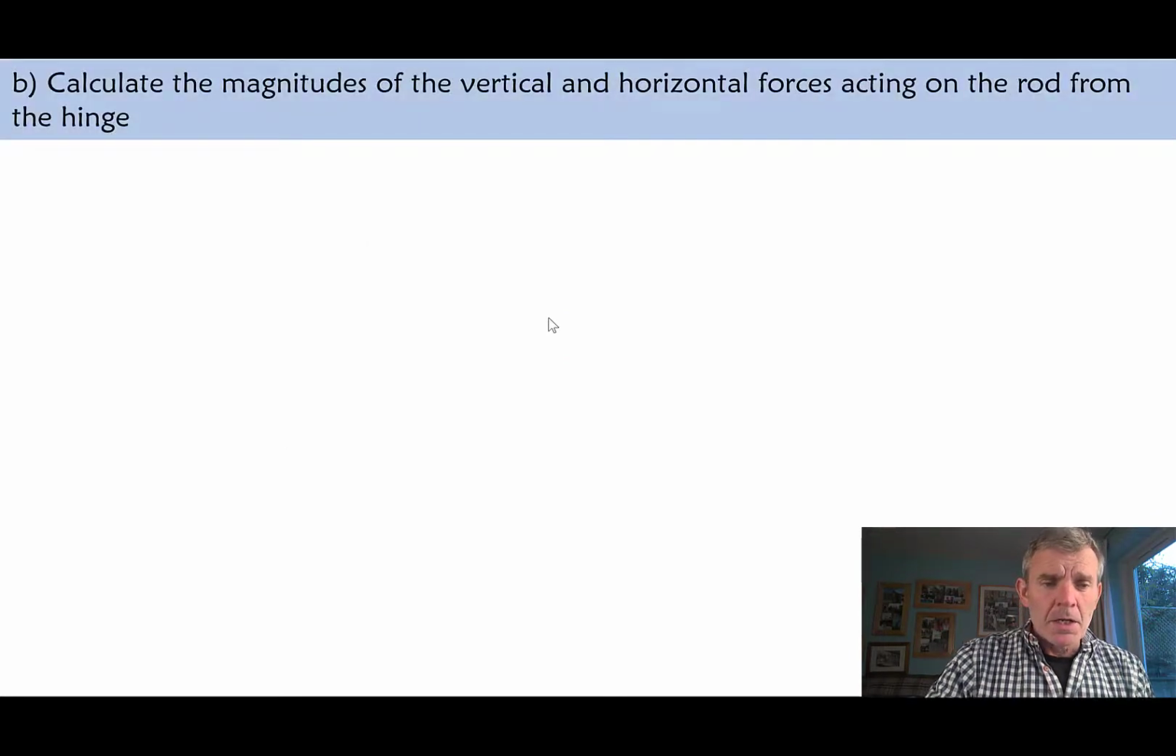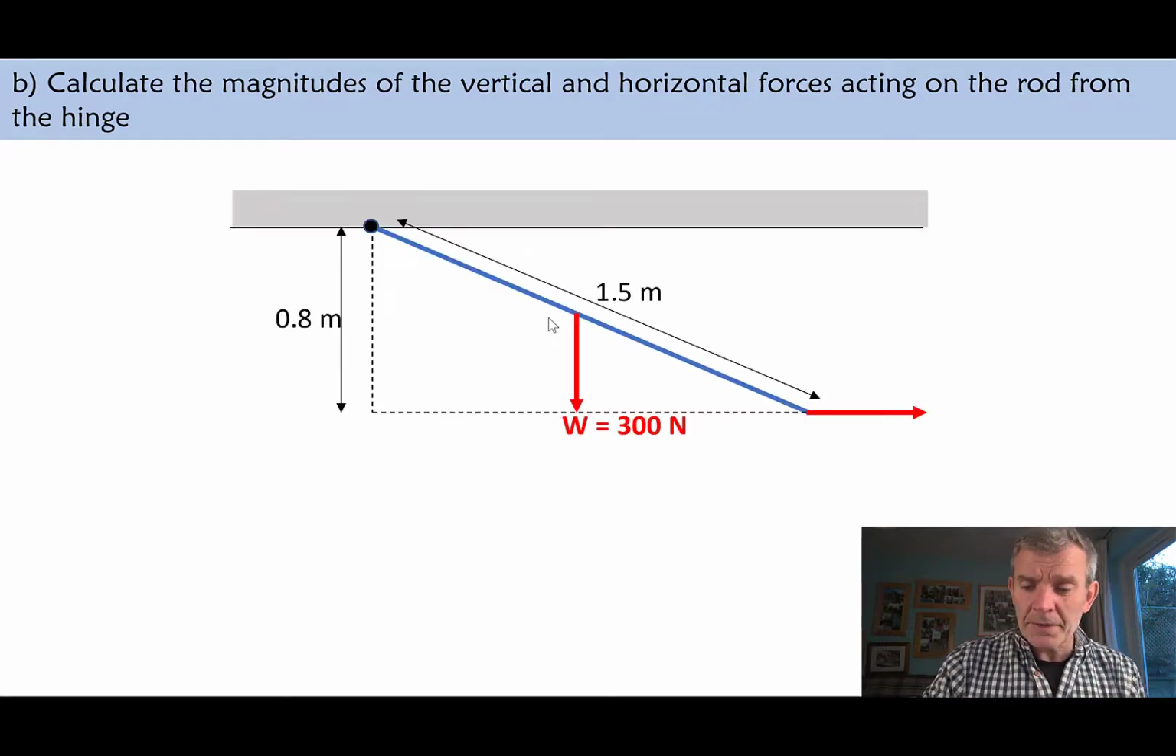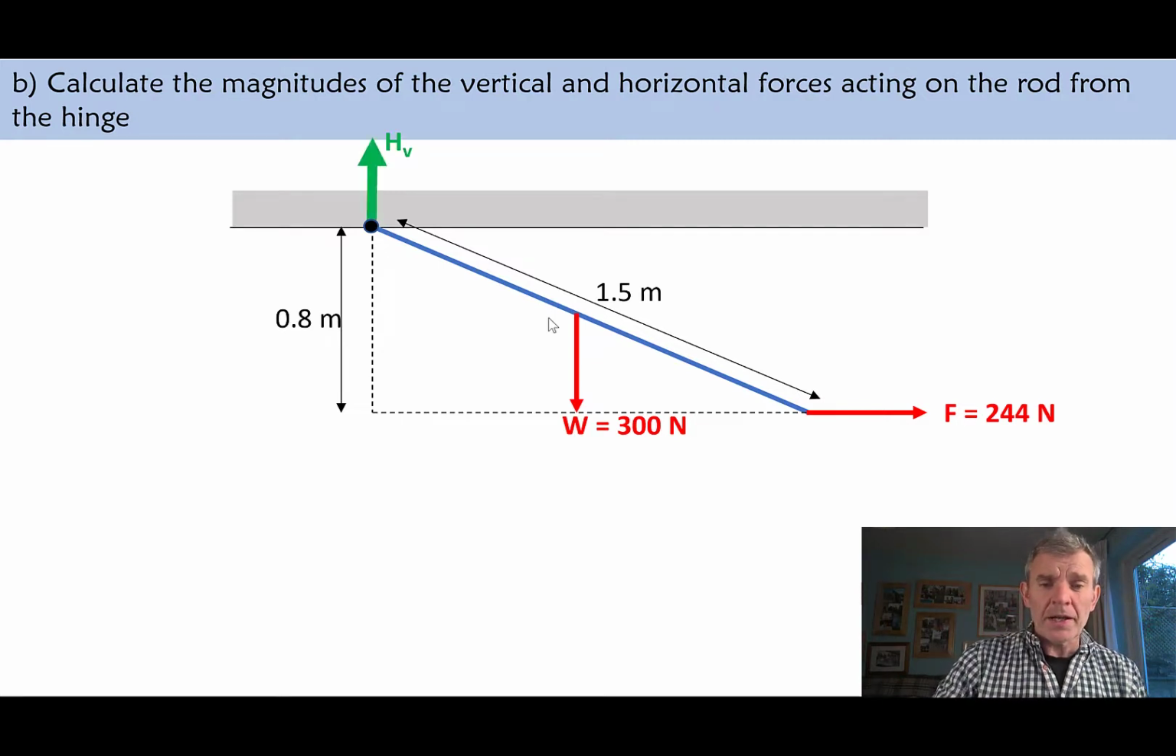Okay, part B: calculate the magnitudes of the vertical and horizontal forces acting on the rod from the hinge. Here are our forces again, and the force off to the right that we've just calculated is 244 newtons. We also know that we've got the vertical force from the hinge acting upwards, which we're going to call HV. And our horizontal force, HH, which we don't know, is acting off to the left.